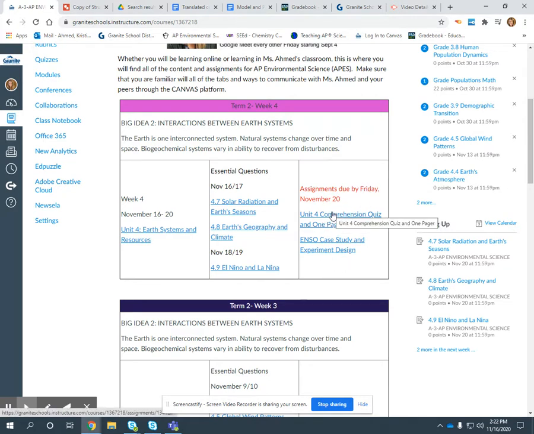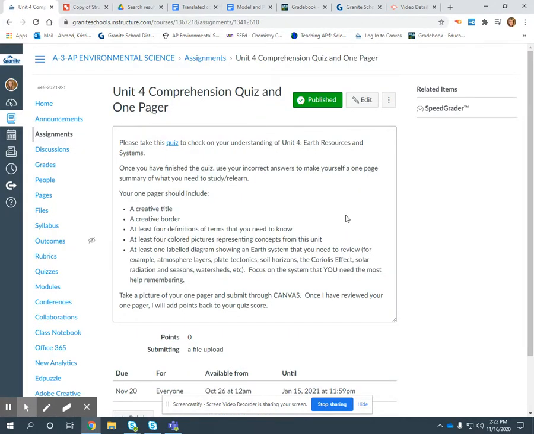The first assignment that I recommend you take early on in the week, so before Wednesday, is this comprehension quiz and one-pager. The purpose of this assignment is to help you check in and see which topics from Unit 4 you already know.